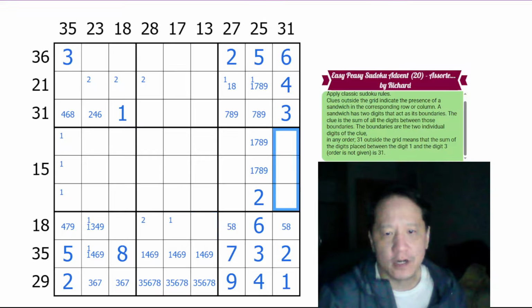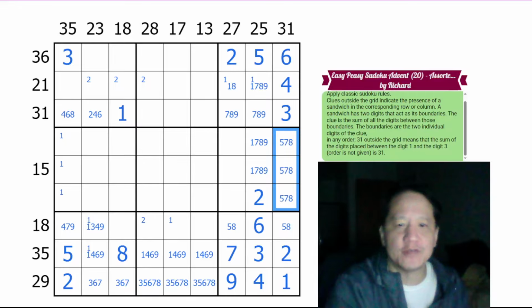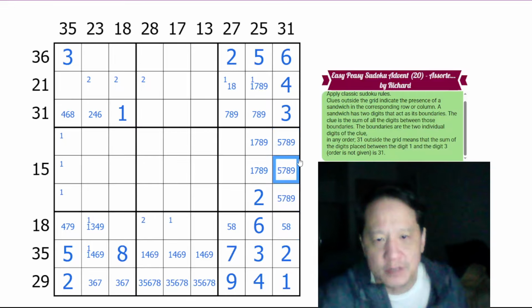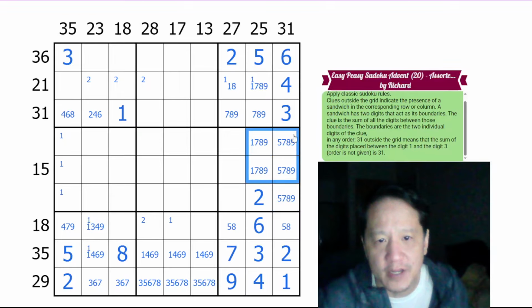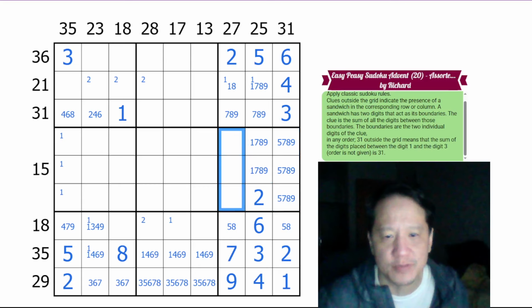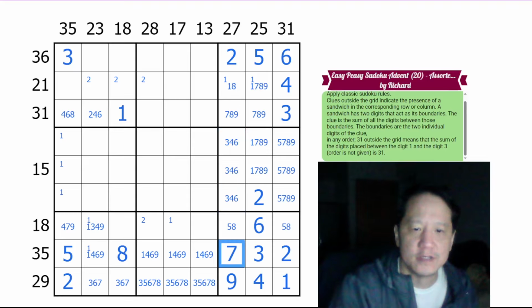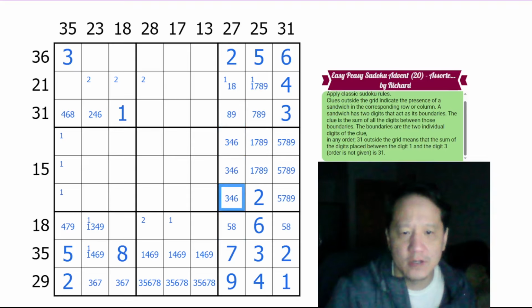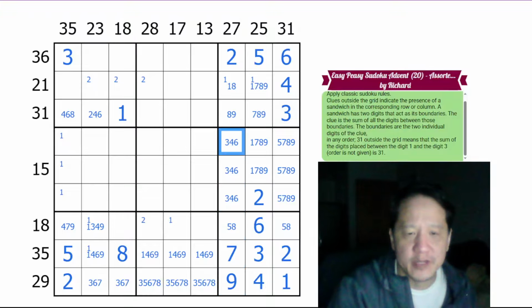Remaining digits in column 9 are 5, 7, 8, 9. Oh, so we have a 1, 7, 8, 9, 5, 7, 8, 1, 5, 7, 8, 9 quintuplet in box 6, which eliminates 1, 5, 7, 8, 9 in the rest of the box, so this has to be 3, 4, and 6. The 7 eliminates 7 here. This 9 eliminates 9 here.